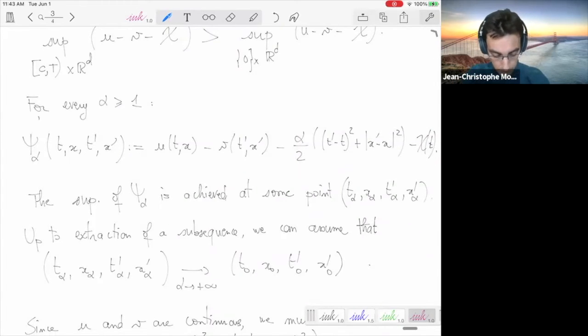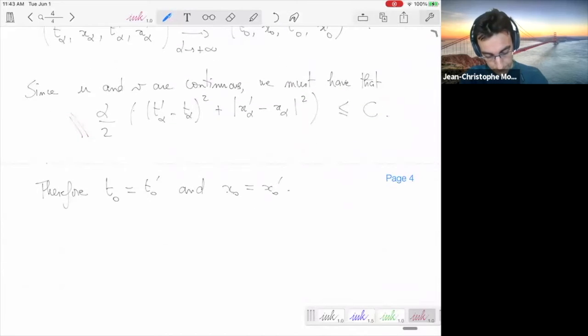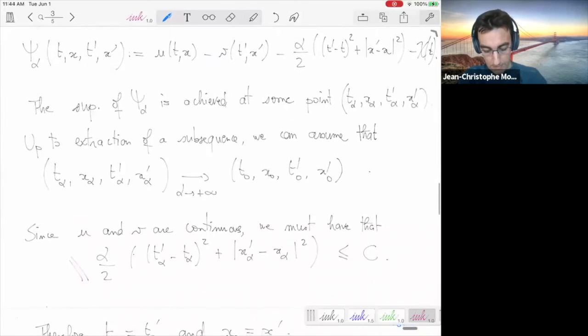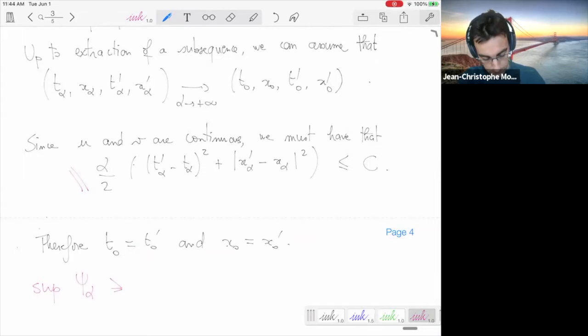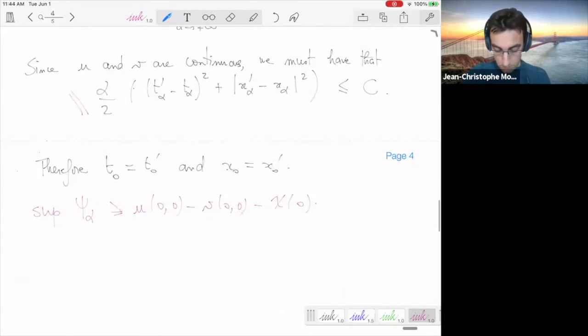So now for the boundedness of this quantity, I'm saying that the supremum of psi alpha is going to be larger than some quantity which does not depend on alpha. So let me write it explicitly. It's going to be larger than, let's say, U minus V minus chi of 0. That's kind of clear, no?